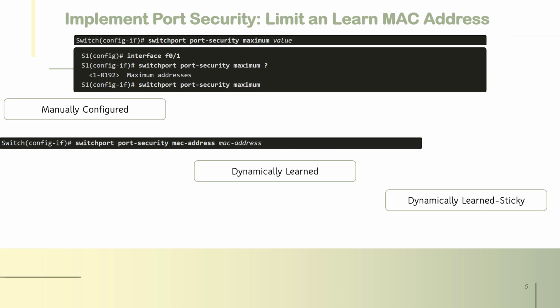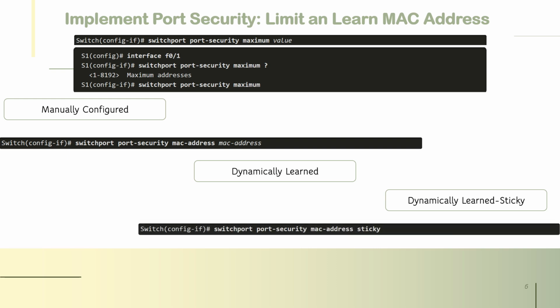And then we have dynamically learned sticky, which means the administrator can enable the switch to dynamically learn the MAC addresses and stick them to the running configuration by using the following command, which is switchport port-security mac-address sticky. Saving the running configuration will commit the dynamically learned MAC addresses to NVRAM.